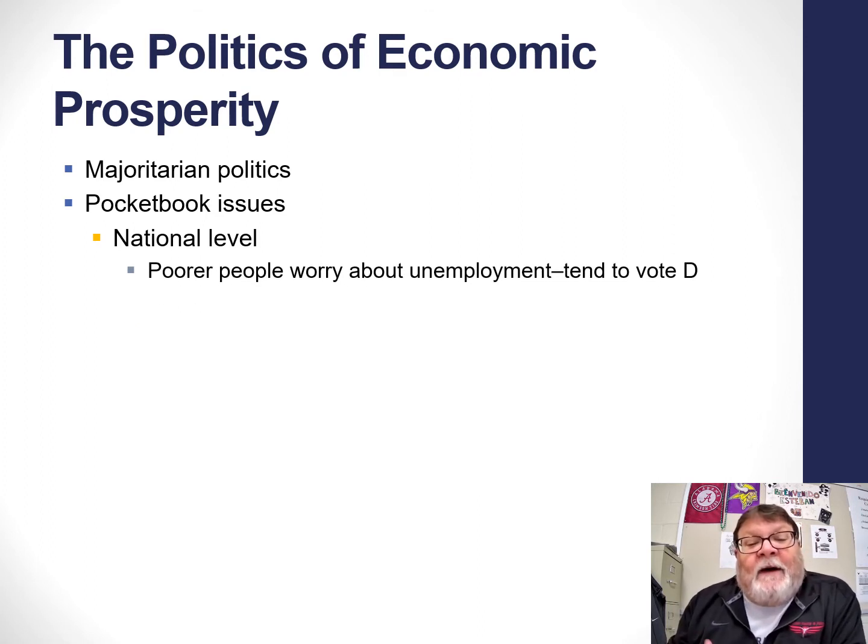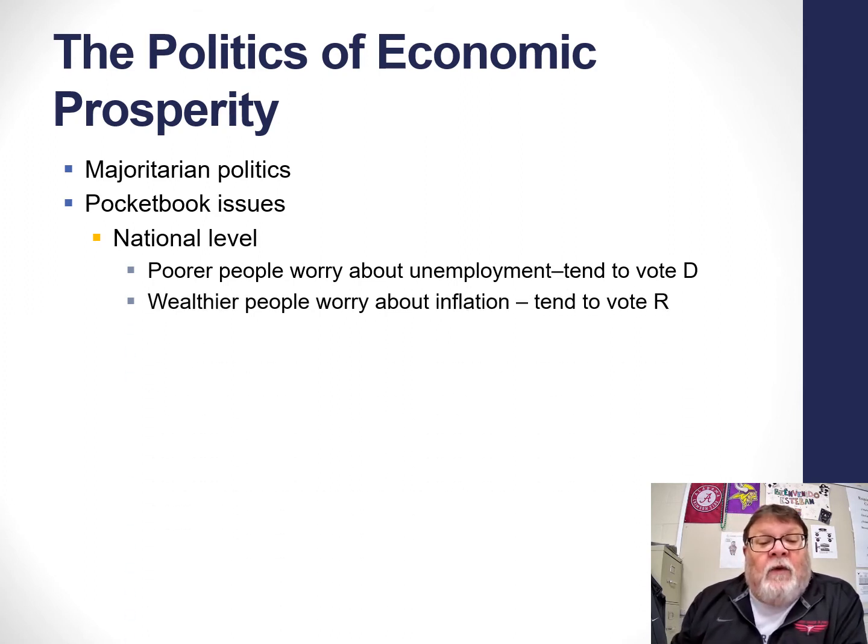At the national level, a couple of ideas. The poorer people are, the more they worry about unemployment, which sort of makes sense, and they tend to vote more Democrat. The wealthier people are, the more they worry about inflation, which also makes sense, and they tend to vote Republican. Except, of course, if you remember from the last part of this unit, that we talked about ideology. At the ultra wealthiest level, they vote Democrat as well.